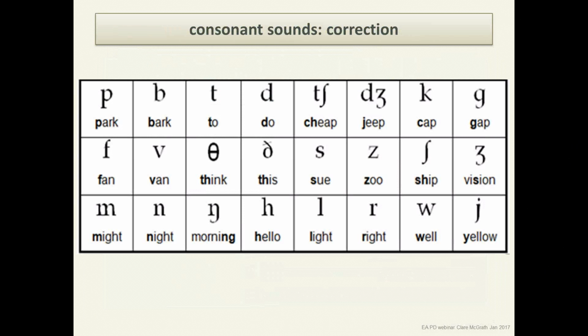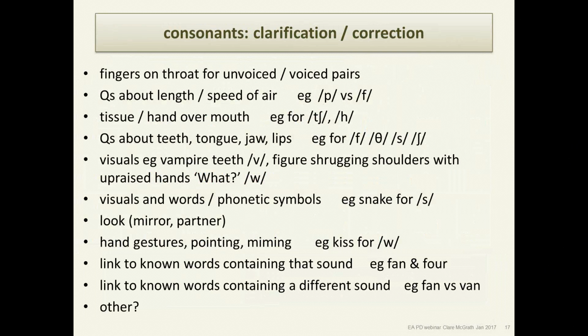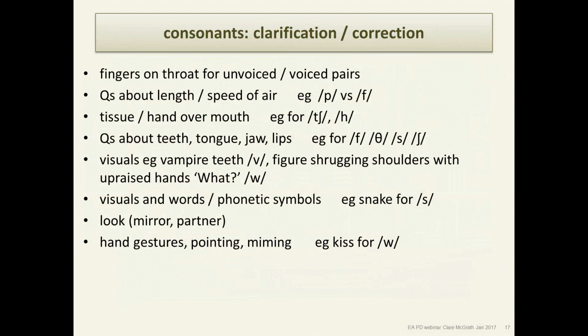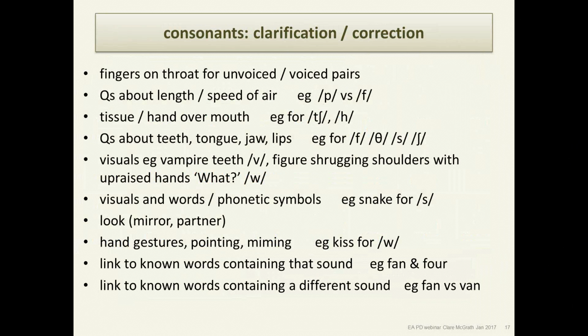Okay, but in a moment you'll see these points about fingers on the throat for the voiced, unvoiced pairs. Questions about the length, the speed of the air, perhaps using something like a tissue or your hand even just over your mouth. For example, the ch and the sh. Questions about the teeth, tongue, jaw, etc. you can see with some examples.